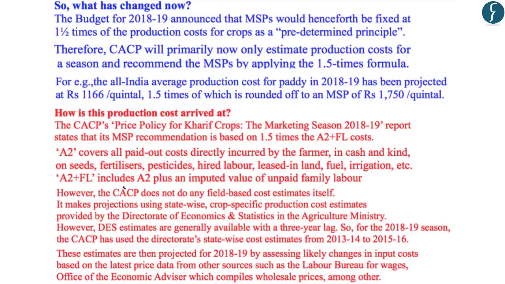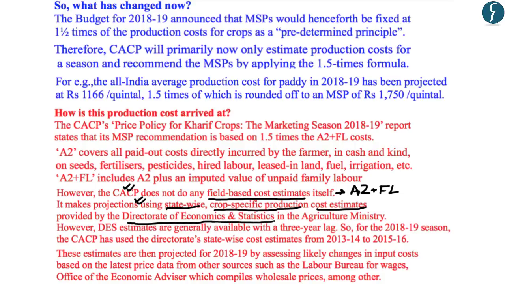Now the Commission on Agriculture Cost and Prices does not do any form of field-based cost estimates itself to calculate the A2 plus FL cost. So what the Commission does is that it makes projections using state-wise and crop-specific production cost estimates. And this data is provided by the Directorate of Economics and Statistics in the Agricultural Ministry. But there is a problem with these statistics, that there is a 3-year lag in this data. So for the current year of 2018-19, the Commission would be using the state-wise cost estimates from the 2013-14 to the 2015-16 data.